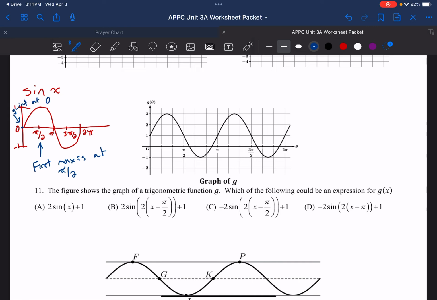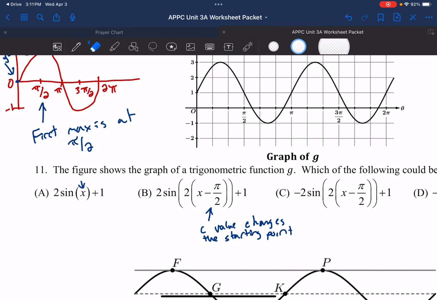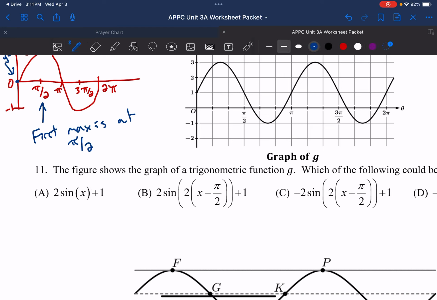Okay. So when I'm looking at these sine functions here, all of these are sine in this case, I'm going to start where it tells me here. And here, there's no change to my starting position because my C value changes the starting point. And you can tell a lot of this by the y-intercept. So, let's see which ones we can eliminate with the y-intercept. So this tells me to start at 0.